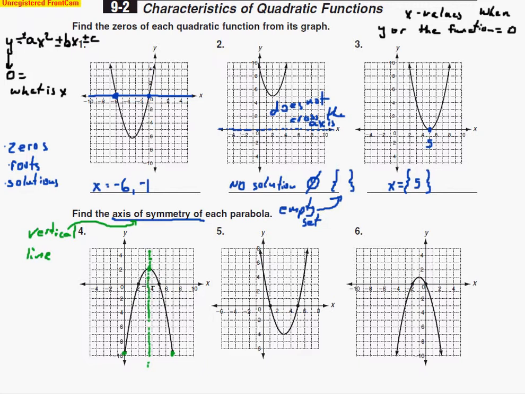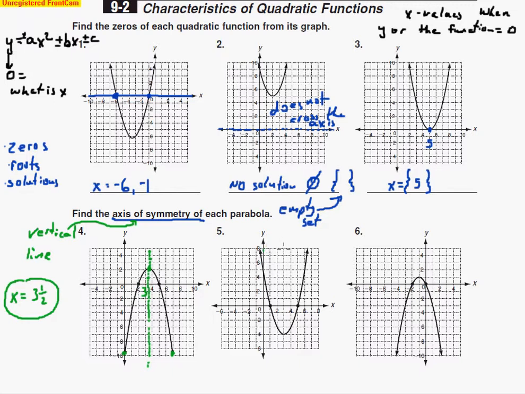Well, the x value of that maximum point looks to be right in between 3 and 4. See, here's 2, here's 3 right here, here's 4 here. So we would say x equals 3.5, or 3 5/10. So that would be the axis of symmetry. It's just the number right in between, in this case, those two values. Well, let's take a look at the next one.